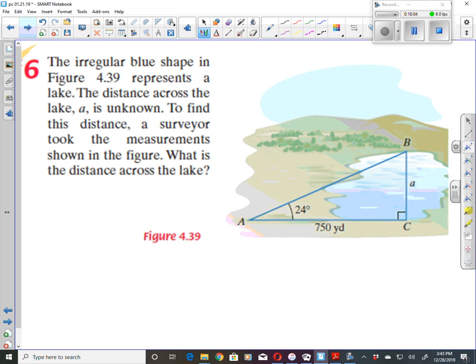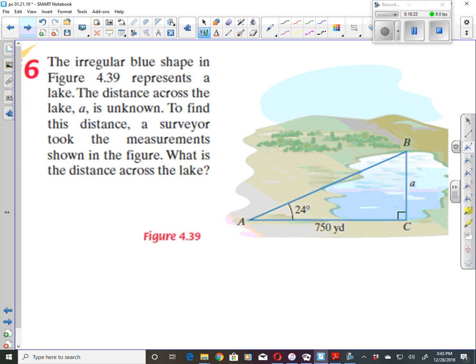The regular blue shape in the figure represents a lake. The distance across the lake, A, is unknown. To find this distance, a surveyor took the measurements shown in the figure. What is the distance across the lake?